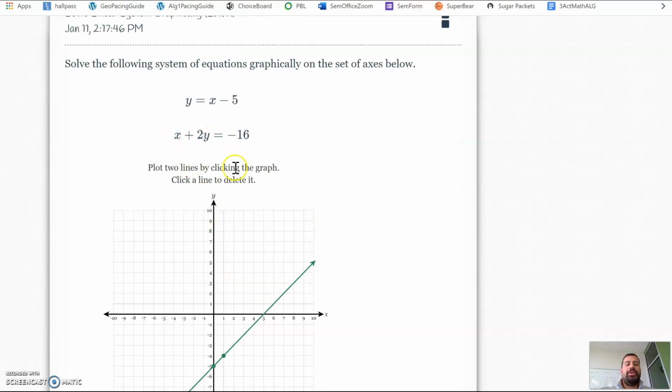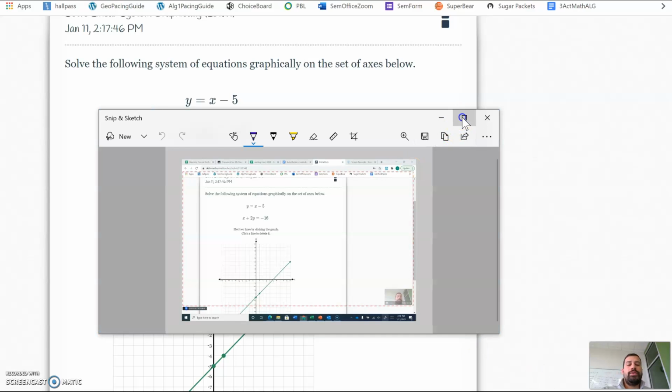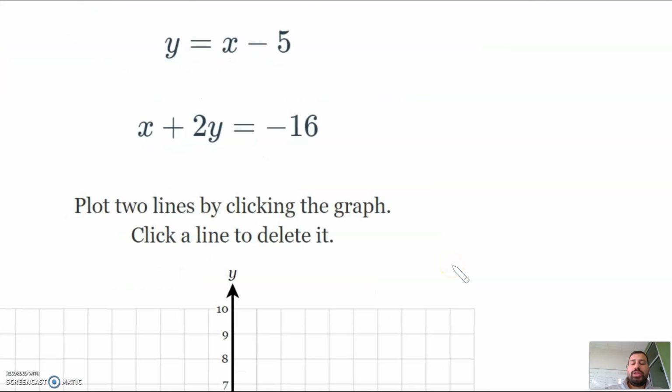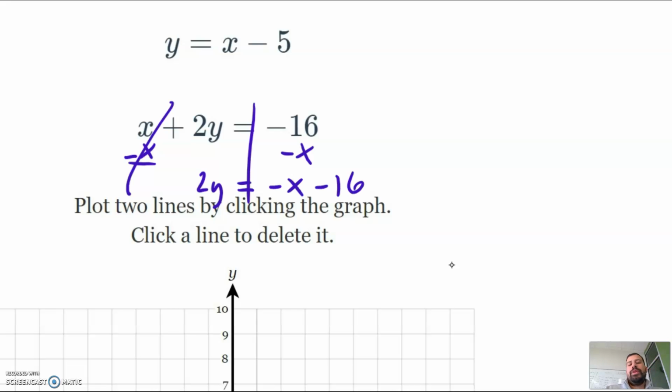But my second line's not in the right form, so I'm going to solve that for y first so that I can graph it more easily. I'm going to screenshot here and work this one out. I want to get the y by itself, so I need to subtract x from both sides of the equal sign to get rid of it. That leaves me with 2y equals -x minus 16. Remember, those are different terms, so you cannot combine them. And then I'm going to divide both sides by 2.